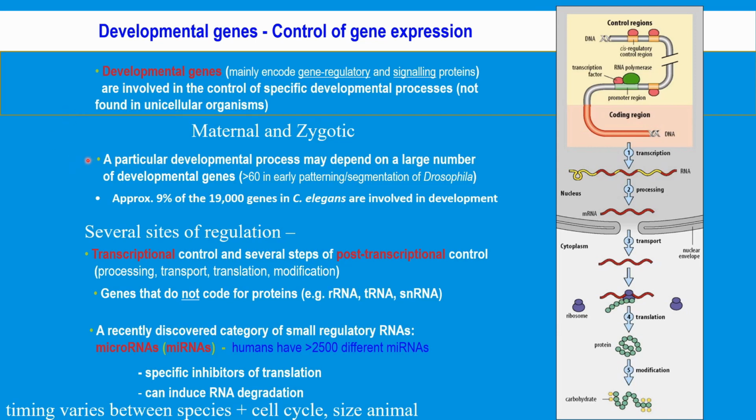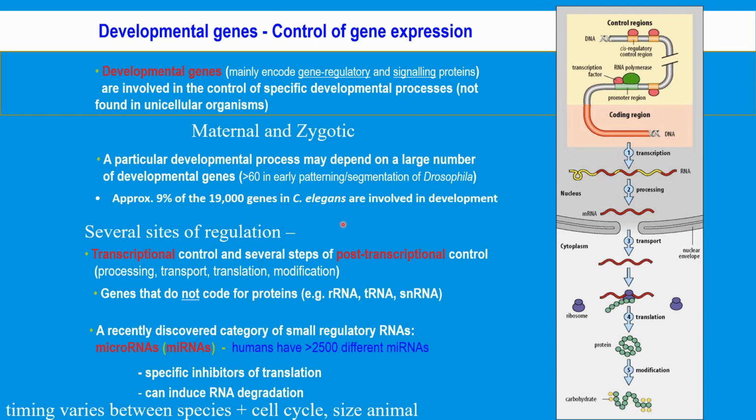In general, a particular developmental process may depend on a large number of developmental genes. So you have more than 60 genes that are involved in the patterning and segmentation of Drosophila. And it's been determined that around 9-10% of the 19,000 genes in Caenorhabditis elegans, C. elegans, are involved in development. So approximately 10% of the genome in that simple worm is developmental genes. So a large proportion of the genome is dedicated towards making the animal, and that makes sense.